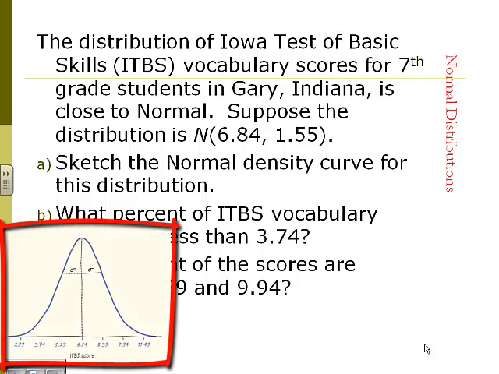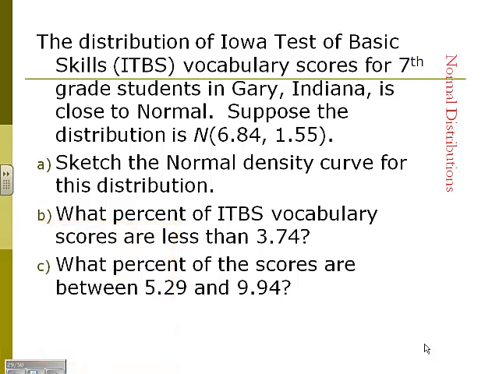You would put the mean, 6.84, right down the middle, and then you would add 1.55, which gets you to 8.39, and then you'd add another 1.55, which gets you to 9.94, and then you'd add another 1.55, which gets you to 11.49. In the other direction, you subtract: 6.84 minus 1.55, and then minus another 1.55, and then minus another 1.55. All right, so that's your normal curve.